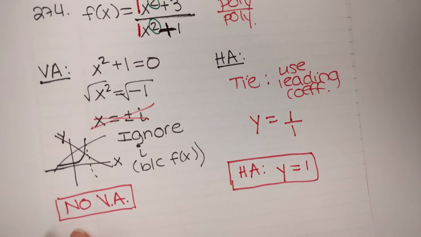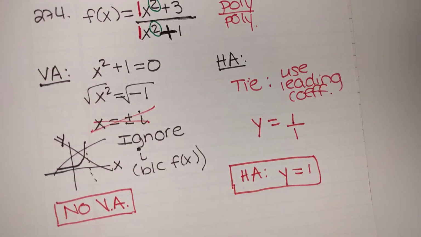So the vertical asymptote, we don't have one, and then the horizontal asymptote is y is equal to 1.